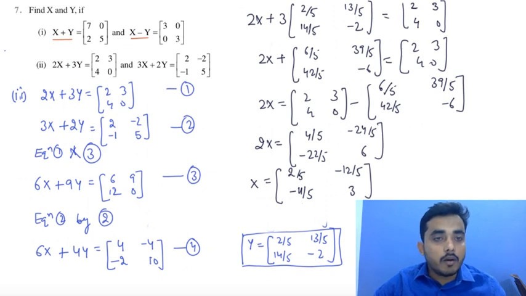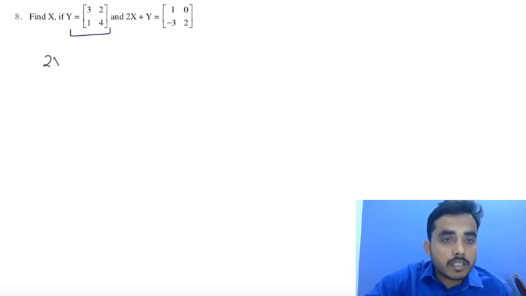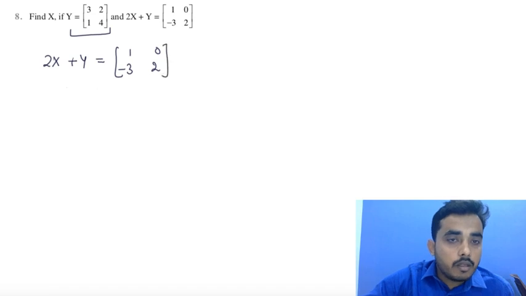Okay, now let's move to question number 8. So student, here is question number 8 on our screen, in which we are given y. We know y, and we also know 2x plus y. So 2x plus y, let's write it first. 2x plus y is given to us as 1, 0, minus 3, 2. So putting the value of y here, we need to find out x only.